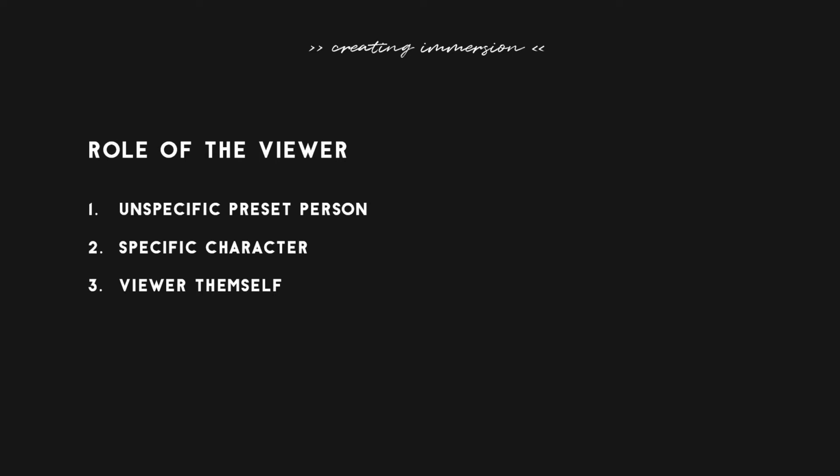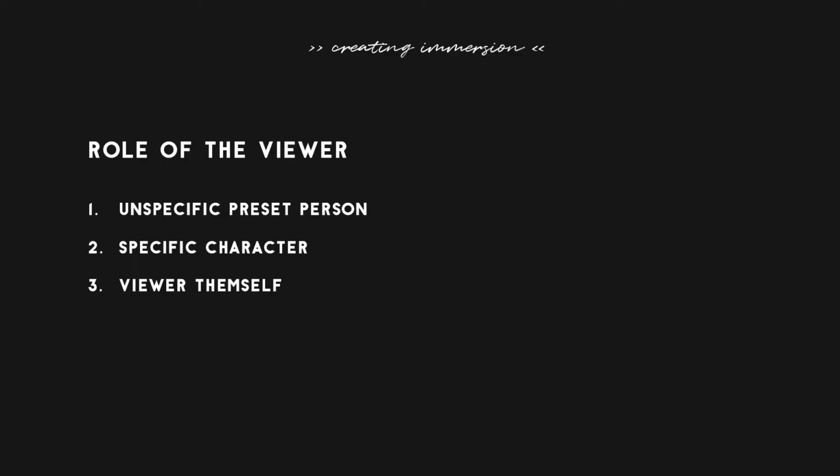The first thing you want to decide is what role or perspective you want to give the viewer. In this video, we are going to cover 3 different kinds of those. An unspecific but preset person from that world who is not directly meant to be us, a specific character, and how to make the viewer become part of the image as themselves.